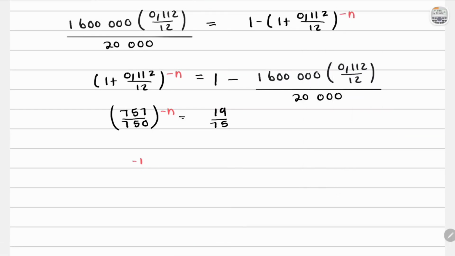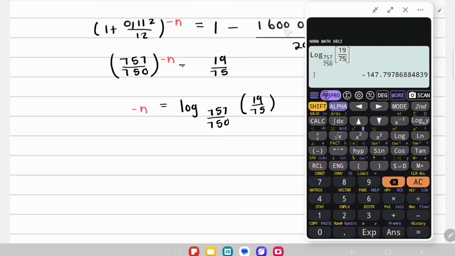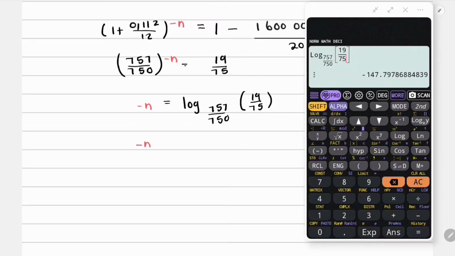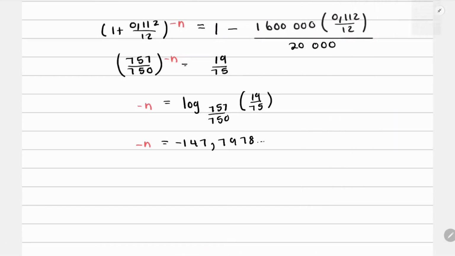So we'll say negative n is equal to, and since we are solving for an exponent, we're going to use log. So log, and our base is this, 757 over 750, and our answer was 19 over 75. Let's go ahead and find out what this is. So negative n is equal to negative 147.7978, and that keeps going.